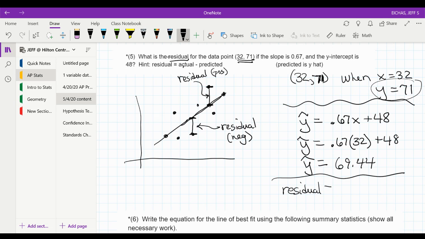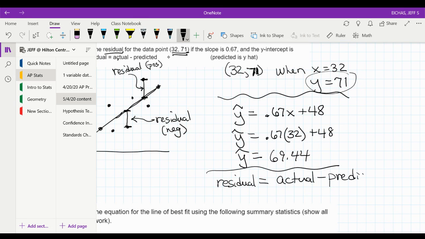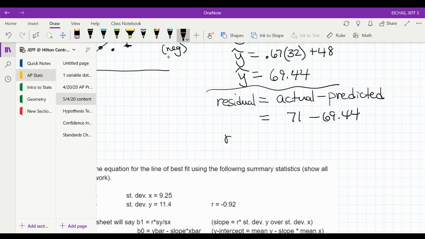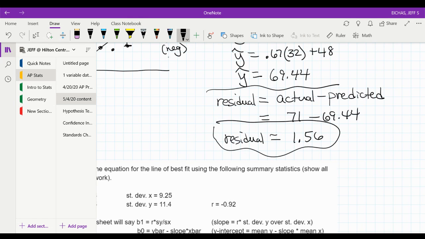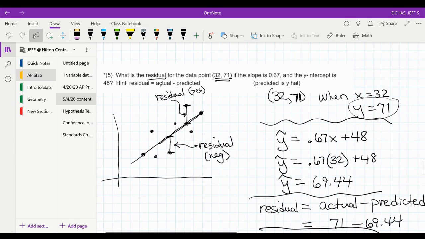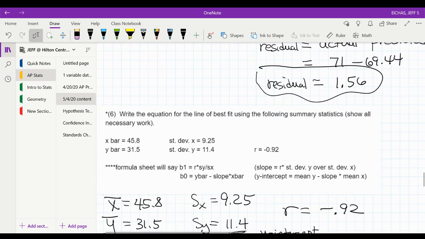So the residual is actual minus predicted, 71 minus 69.44. So the residual was 1.56. Let's see, is there anything else that we have to say? No, just what is the residual? Good enough. That's the value of the residual.